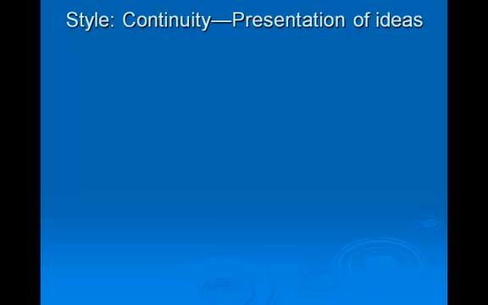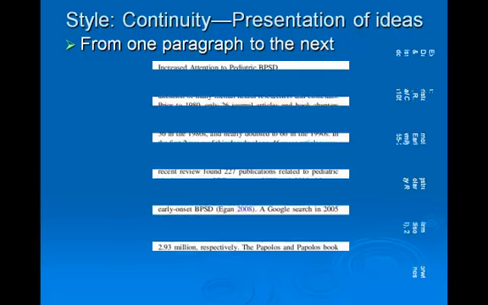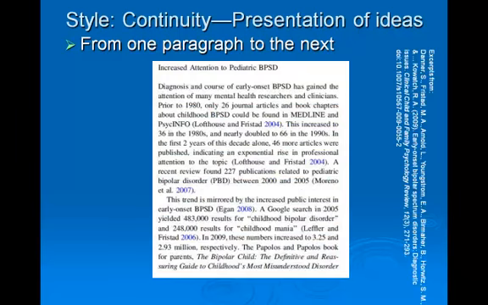And because of that, there should be a logical flow throughout the paper, and it should occur, for one thing, from one paragraph to the next. Okay. So an example here, we have an excerpt where the first paragraph is talking about the diagnosis and course of early onset bipolar spectrum disorder, which has gained attention. The diagnosis increased from the 80s to the 90s. It's talking about the increase in diagnosis of bipolar spectrum disorders, right?